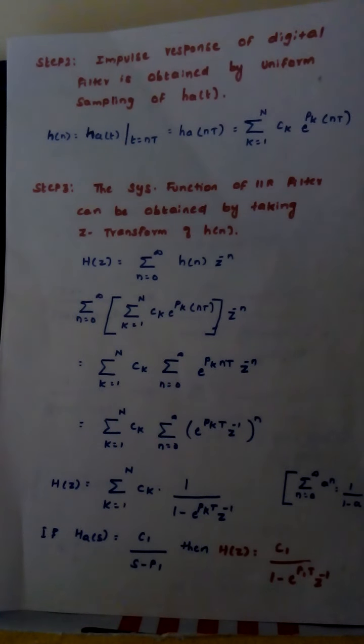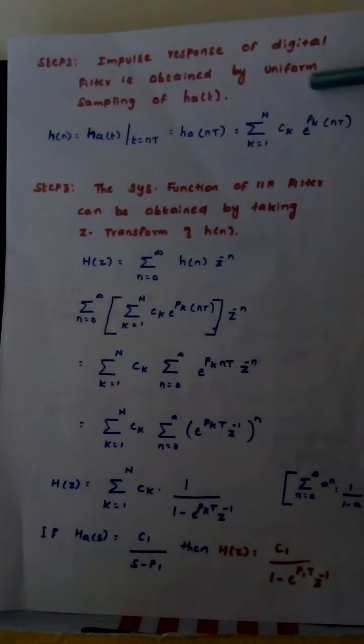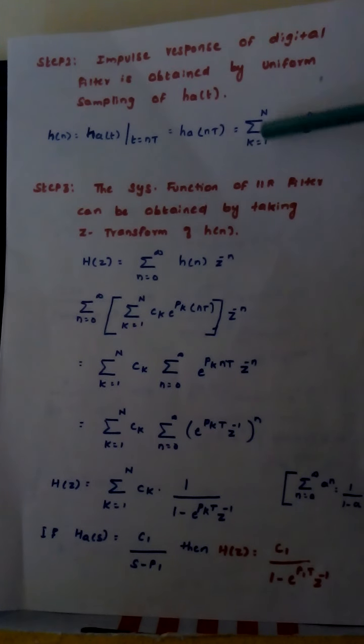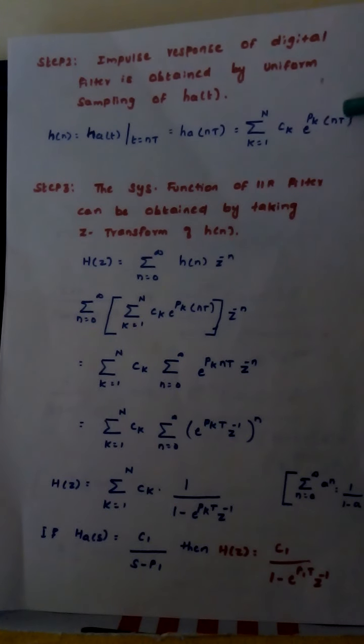Substituting into h_a(t), the t is replaced by n into T. So the equation becomes summation k equal to 1 to n of ck into e to the power of pk, with the t value replaced by n into T.